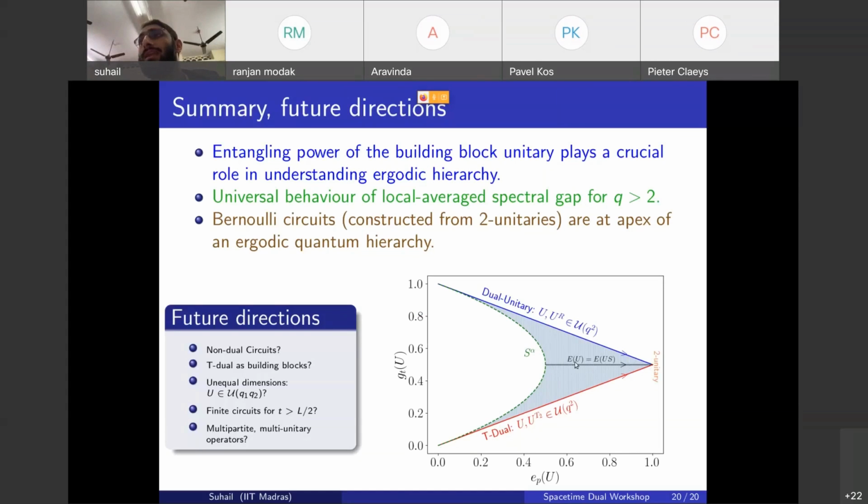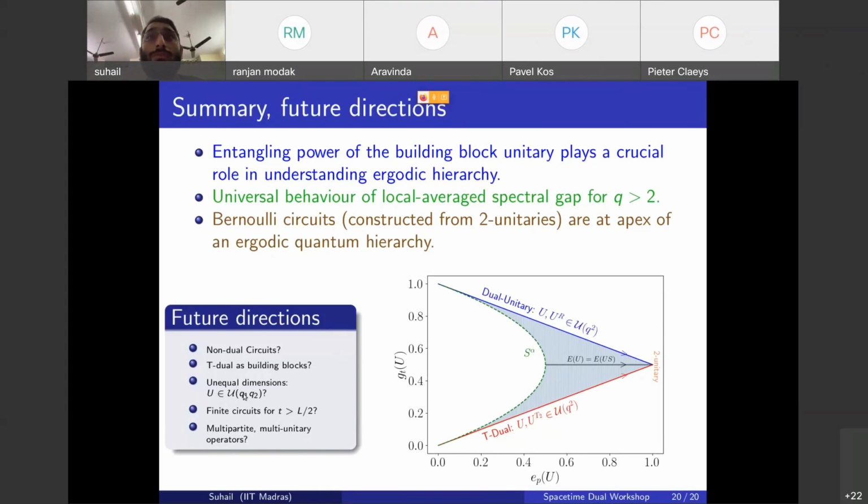This is where E of U is equal to E of U swap, the GT equal to half line. This line also has, what if one takes these as the two-unitary building blocks of these lattice models? Are there some simplifications? So these are some of the directions in which we are working.